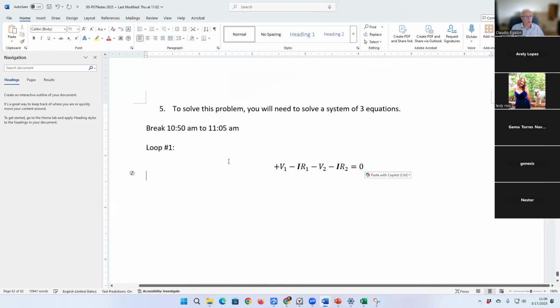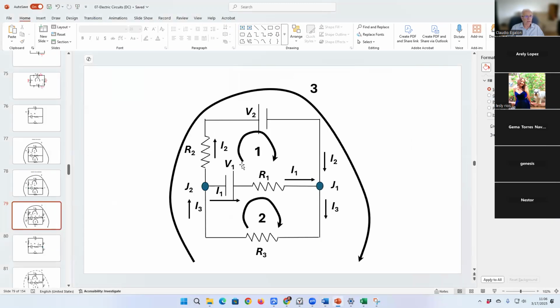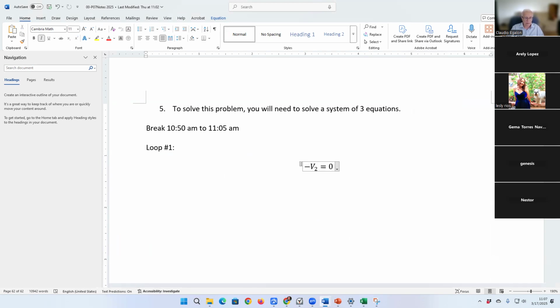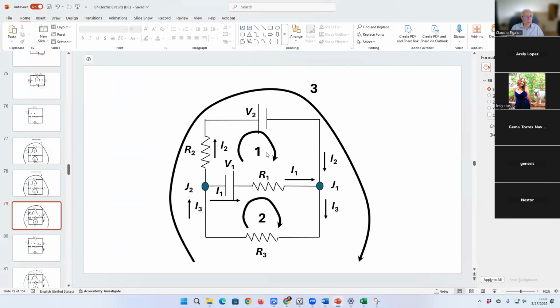Okay, and loop 1. That's loop 1 right in here. Now we're going to start on the left side of this power supply, and we're going to the right. We are losing electric potential, so you have to write minus V2 in our equation. We already have minus V2 here from the previous problem. What's next? We're moving only in this loop that contains V2, R1, and R2.